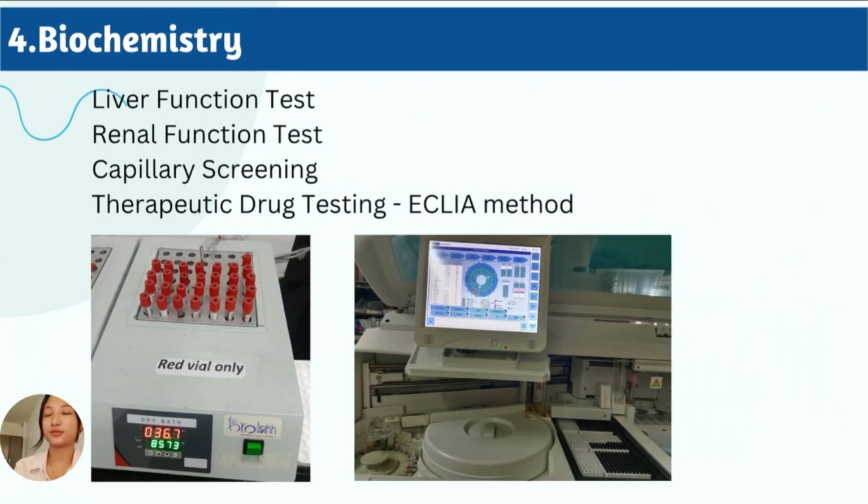The biochemistry unit. In this one, the liver function test was done, renal function test, lipid screening, therapeutic drug testing, which is done once a week on Friday using the ECLIA method. And mainly our work was to get the sample from the phlebotomy unit, and all the rest of the tests were being done automatically by the machine.